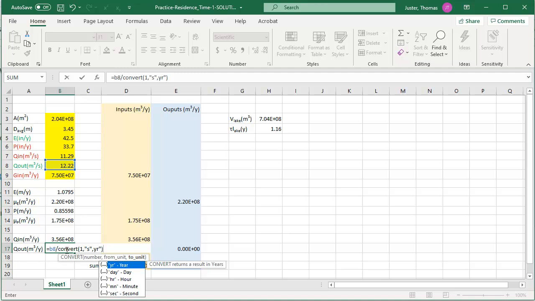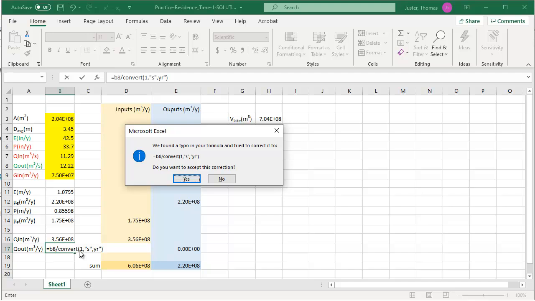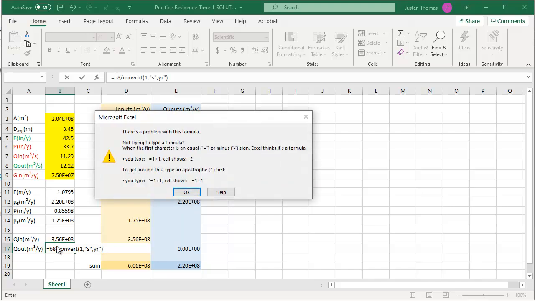And so let's look at what I did here. I took the number in cubic meters per second and I divided that by the conversion of seconds to years, and that will give me cubic meters per year. How easy is that? Whoops, what did I need to do here? Oh, convert.